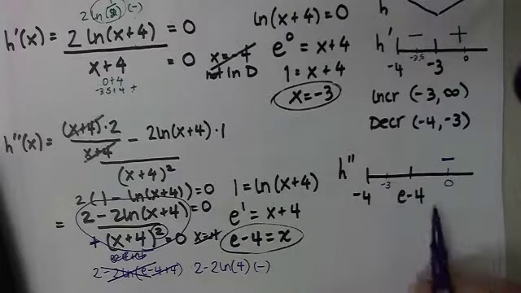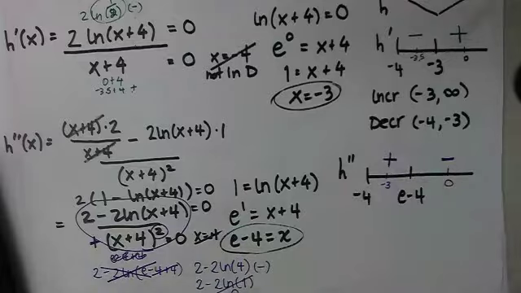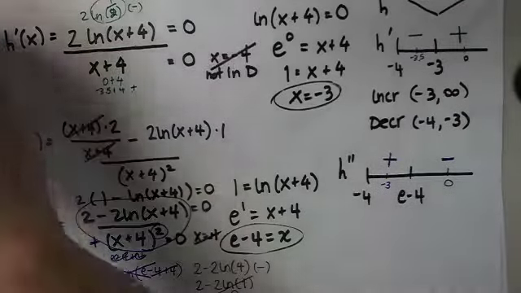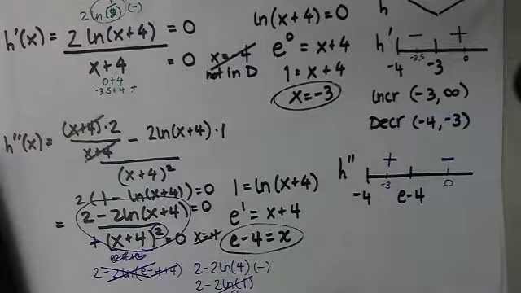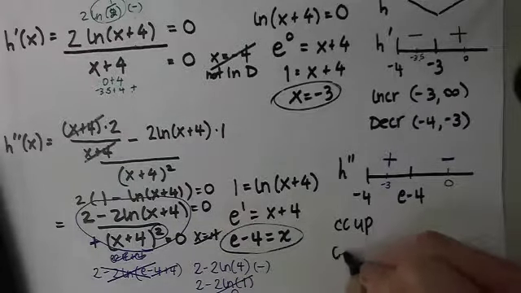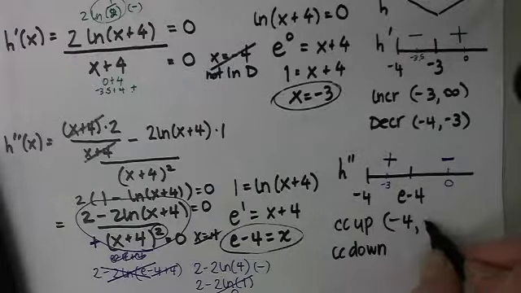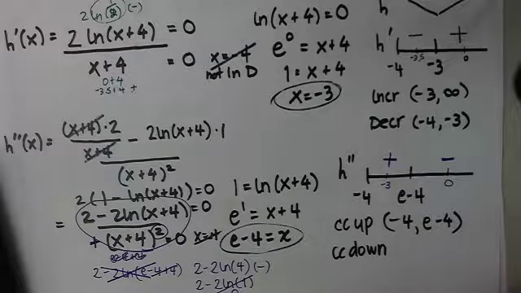-3 is actually in between -4 and e minus 4. So if you plug in -3, you get 2 minus 2 ln of 1, which is 0. So you just get 2. So this interval is positive, which gives us our conclusion about the concavity of the function. We are concave up from -4 to e minus 4, and we're concave down from e minus 4 to infinity.